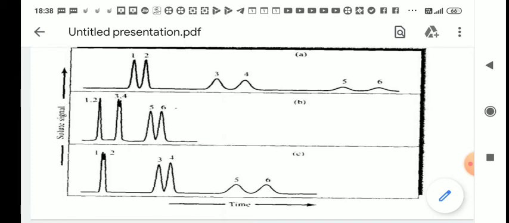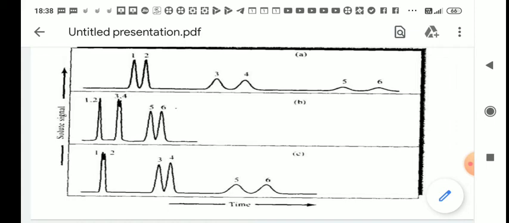In the third situation, retention factors of 3 and 4 are adjusted so that they separate easily. They separate nicely, but this results in 1 and 2 being compressed together, and 5 and 6 showing band zone broadening. So this is a common problem in chromatography.